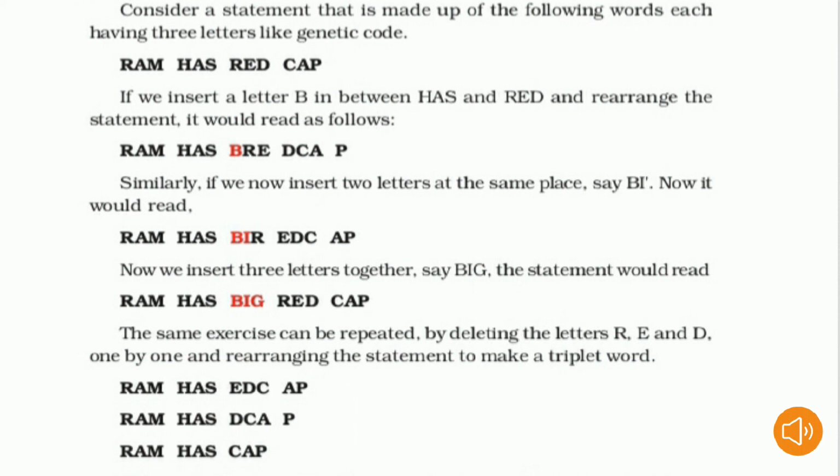If we insert a letter B between HAS and RED and rearrange the statement, it would read as follows: RAM, HAS, BRE, DCA, and P remains. Similarly, if we insert two letters at the same place, say BI, it would read: RAM, HAS, BI, and so on.